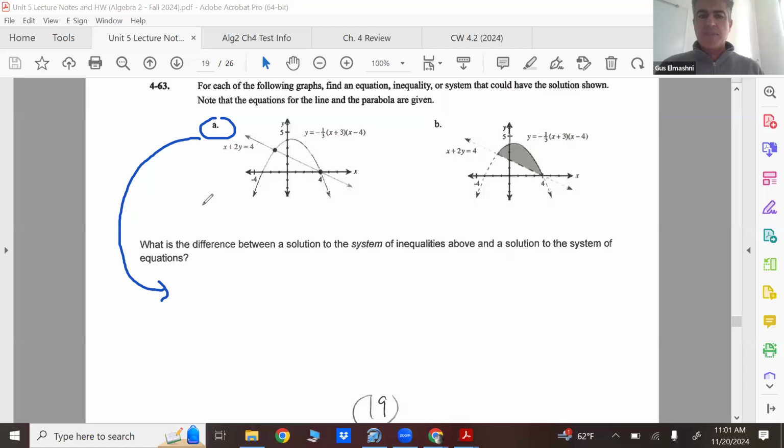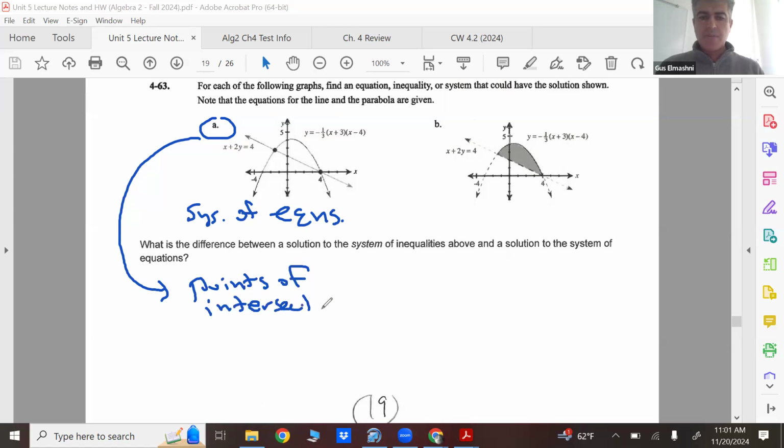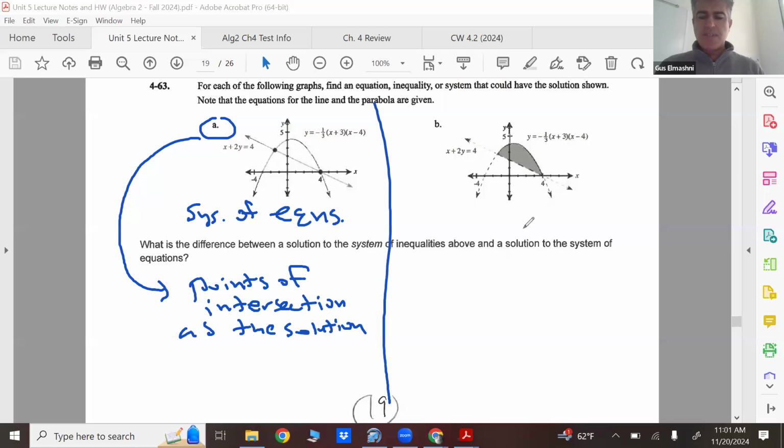So this is actually a system of equations, not inequalities. And so here we actually have points of intersection as a solution. Like, I think I know what they're trying to get at. They're trying to illustrate the difference between a system of equations and a system of inequalities. But A is a system of equations.